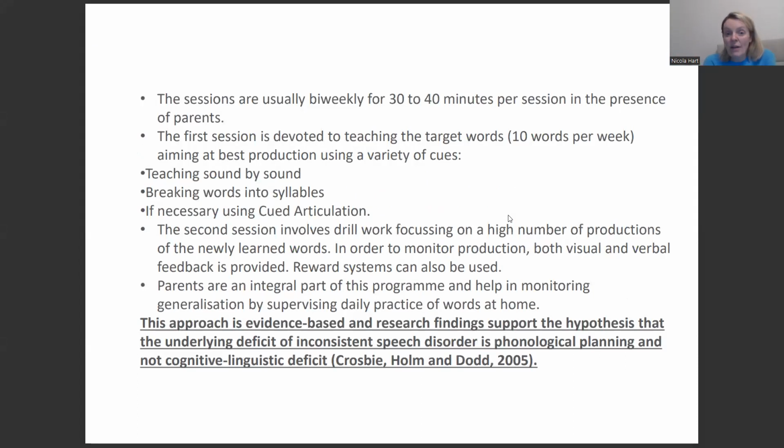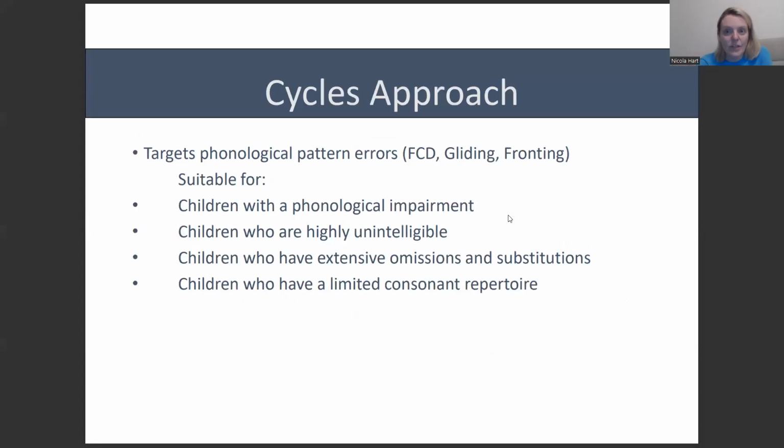You can see how evidence-based this is. It's really targeted therapy where you're working on 10 words a week. You're breaking down the sounds, you're breaking down into syllables. You might be using speech signing, cued articulation to really drill the production. And again, it is an evidence-based program, and it requires an SLT to identify the speech sound difficulties, but then it can be remediated. You can support the remediation of these sounds if you're an SET or you have the time to do it.